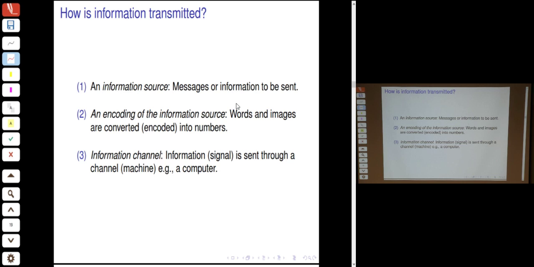For information transmission, you need an information source, which are messages or information to be sent, and encoding of the information source. So words and images are converted into numbers, for example. Then an information channel: the signal is sent, so this is encoded into a signal, and the signal is sent through a channel that is a machine, for example, computer or internet or cables and so on.